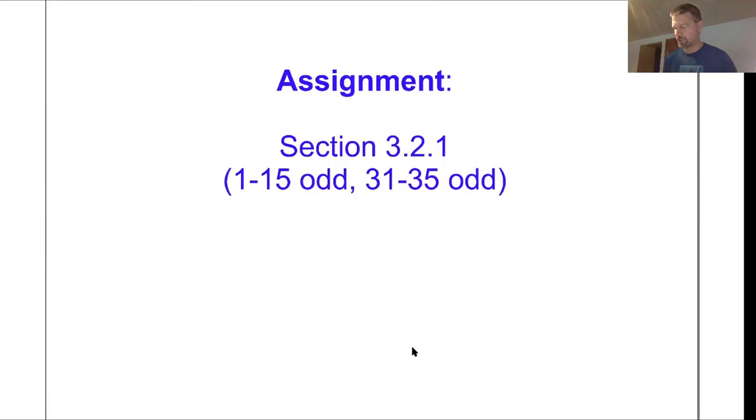Your assignment is section 3.2.1, doing those problems there. Again, just making sure you understand probably the biggest part of this lesson was the easiest part. Those 4 times you have problems with differentiability.